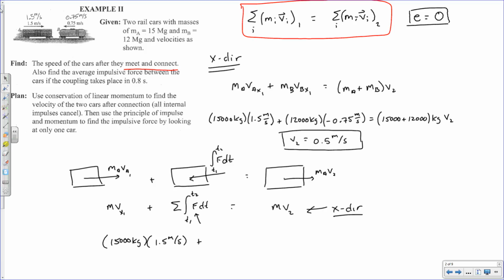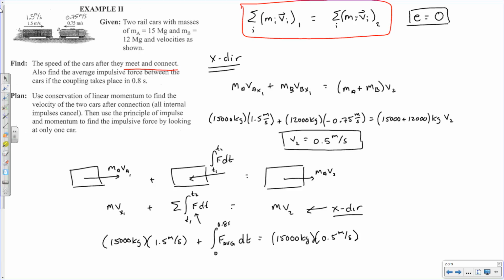So our initial momentum is 15,000 kilograms times a positive 1.5 meters per second, plus, well, there's only one external impulsive force that it feels in the x direction. So this takes place over a period from 0 to 0.8 seconds of some average force. So this is a constant force, dt, and that's going to yield a new momentum, which is still the same mass, 15,000 kilograms, times its new speed, which we solved for previously is 0.5 meters per second.